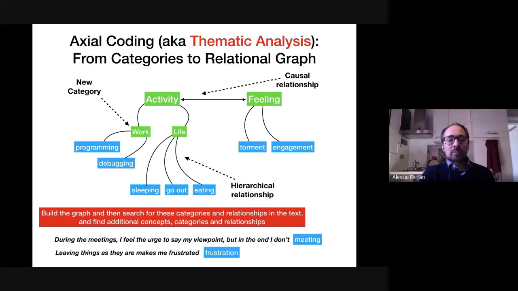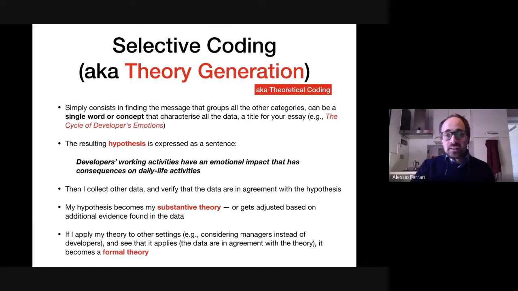Leaving things as they are makes me frustrated. Again, there is another type of feeling, which is frustration, and it may be connected with some specific activity. When does this leaving things as they are happen? During programming, during debugging, during all the work activities. So you understand that it is not simple, because you are dealing at the same time with codes, with your current theory, with the information that you have up to now, so the interviews, and with information that you might need to search for further.